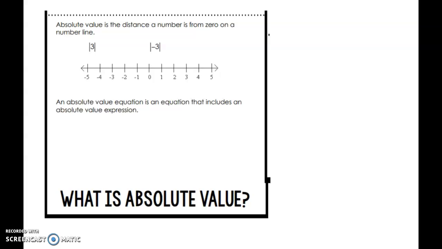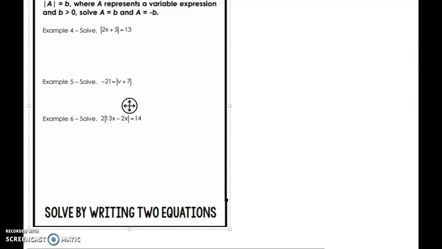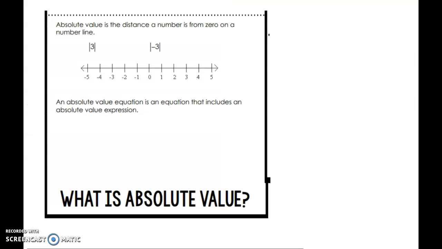The next page is this one you're seeing here, what is absolute value? The page underneath that is solve by isolating the absolute value. And the very bottom page is solve by writing two equations. So you're going to cut that out and staple it together right at the top so it still flips open. And then I would wait until we're done to glue it into your interactive student notebook. I think it's hard to write on after it's glued. So I do all my writing first and then I glue the things in.